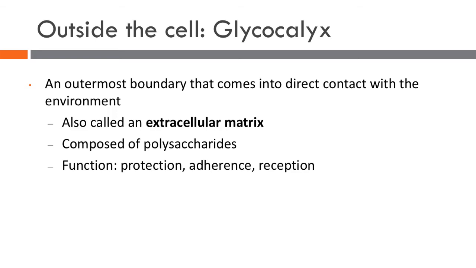Also outside the cell, in some eukaryotes, is the glycocalyx. This is also sometimes called an extracellular matrix, and this is made up of long strings of sugar molecules. It has a couple of different functions. The glycocalyx helps to protect the cell from predation. It helps it to stick to one another, and it also helps in the reception of chemical signals.